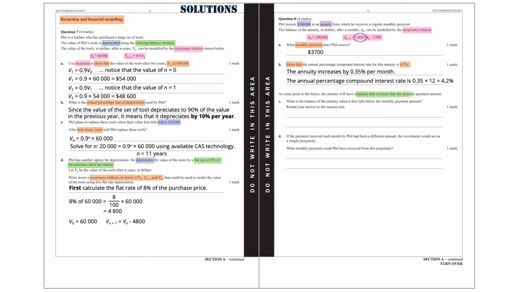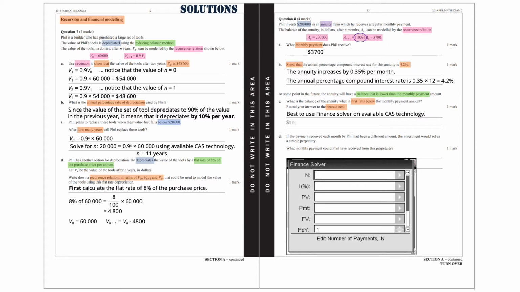At some point in the future, the annuity will have a balance that is lower than the monthly payment amount. Part C. What is the balance of the annuity when it first falls below the monthly payment amount? Round your answer to the nearest cent. Best to use Finance Solver on available CAS technology for this question. In step 1, we are going to calculate the number of months it takes for the future value to be 0, with the interest rate of 4.2 per annum and the principal 200,000 and the payment per month 3,700 and 12 paying periods per year.